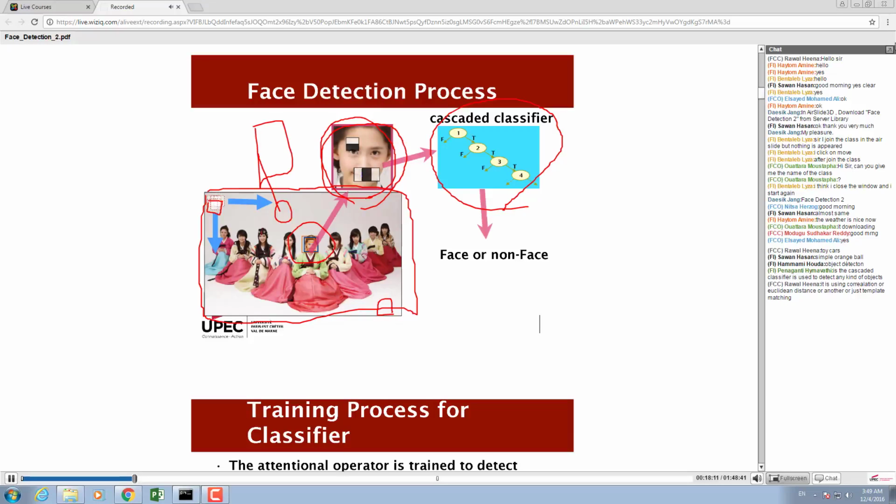For this kind of very rigid and structured object, it is easy to classify using this cascaded classifier, especially this algorithm. But if you are dealing with a non-rigid, flexible object, then this classifier may not produce good performance. Another question from Rawa is whether it is using correlation, Euclidean distance, or just template matching.